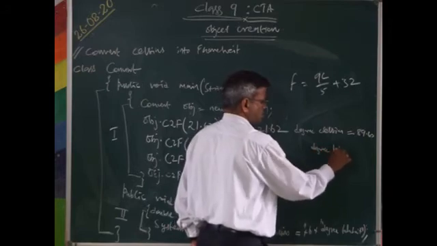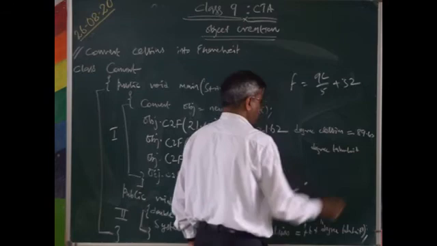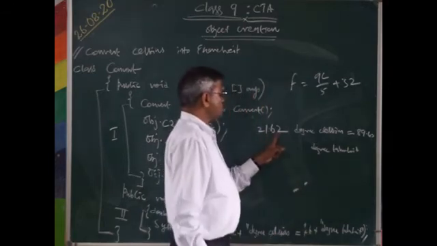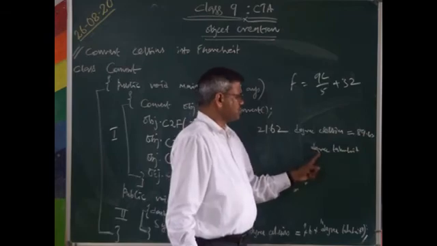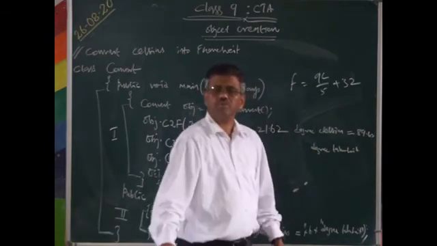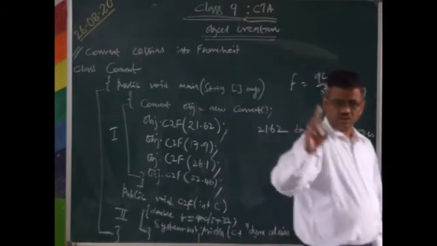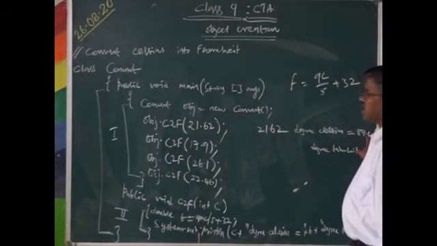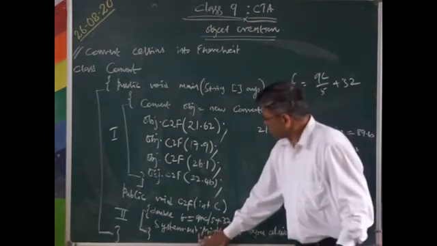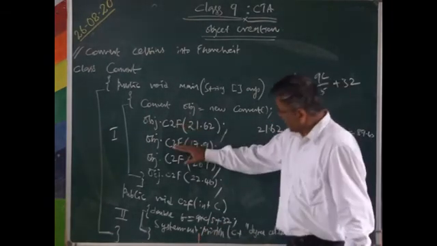Degree Fahrenheit. 21.62 degree Celsius is equal to 89.63 degree Fahrenheit. What do you mean by that? It means the given 21.62 will convert into 89.63 Fahrenheit. Once you have that, again you go. Again you are sending back.